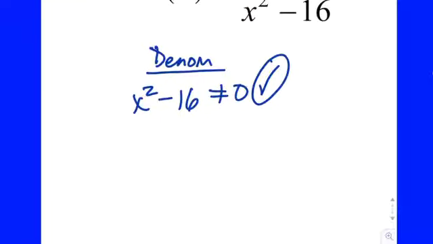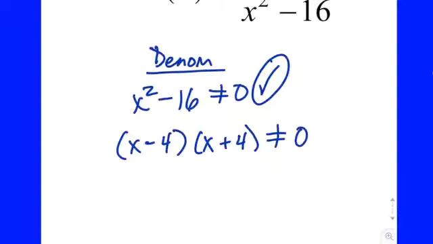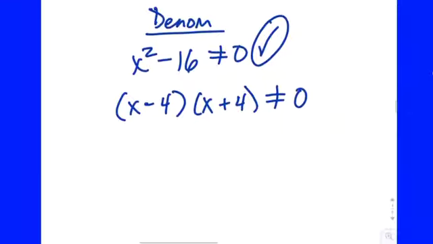Now, to solve this, most of y'all, as I looked around, solved it by factoring. That's great. This is a difference of two perfect squares. So remember, if you do that, keep it not equal to 0. Keep it not equal to 0. And now you can just rattle off the two values. X cannot equal what? 4 and minus 4. So the easiest way to do that is to say plus or minus 4.